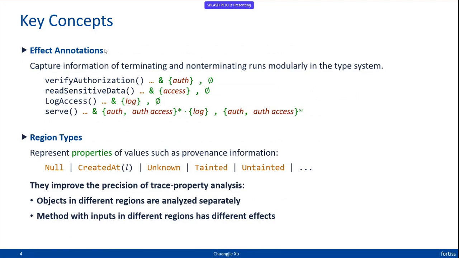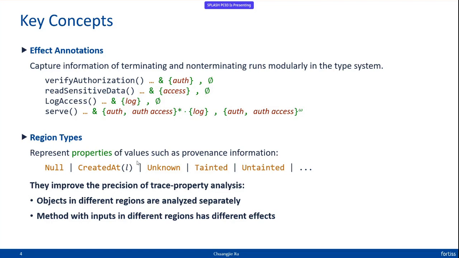So what is a region? A region is just a name, okay? Some abstract thing that represents the properties of values. For example, you may think about a property that talks about the provenance information of the program. Here, I have this created-at-L region. It tells us in which line an object is created, for example, in your program. I have a null region to say the value is null. I have unknown, something to tell me that I don't know anything about this value.